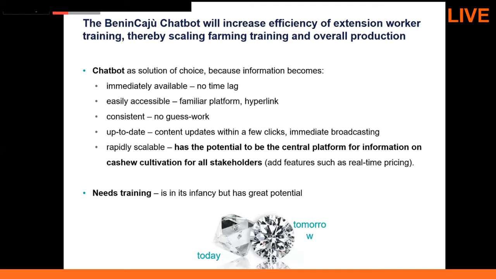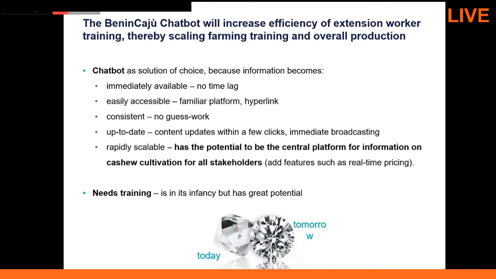Most extension workers are trained in general agronomy and are responsible for multiple crops. And so it's really helpful for them to have this sort of encyclopedia or reference book in their pocket that they can quickly look up the information. So the goal here is that the information is immediately available with no time lag to go back and ask their supervisor and come back a few days later.